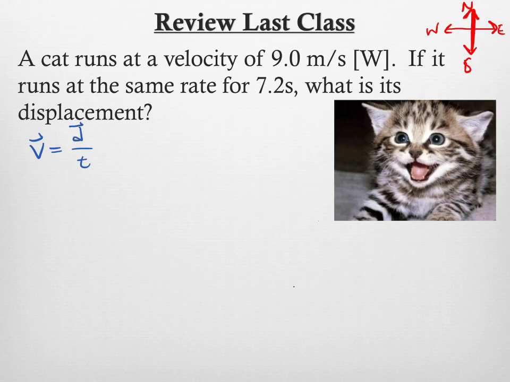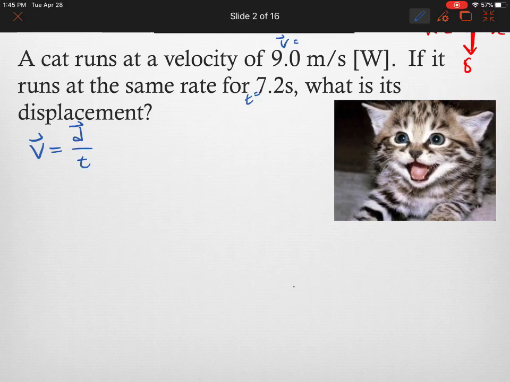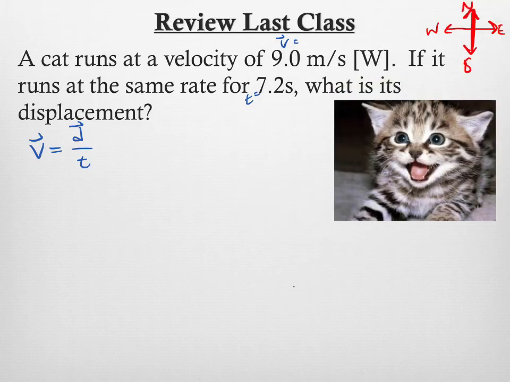Okay, but we have here velocity, and we have time, but we don't have displacement, right? Here's my velocity right here. Here's my time, but I need displacement. So therefore, I need to rearrange this equation to figure out what displacement is. So how am I going to do that? Well, right now we are dividing d by t. We need to do the opposite to get it all by itself. What is the opposite of dividing? It is multiplying. So I'm going to multiply that side by t.